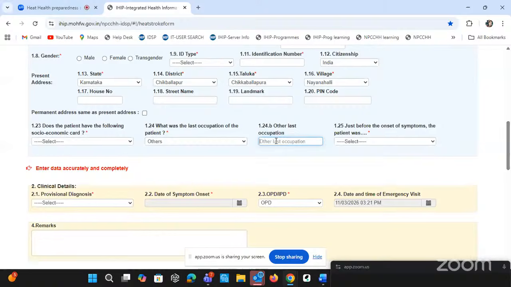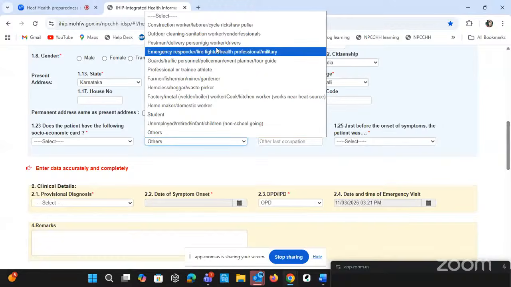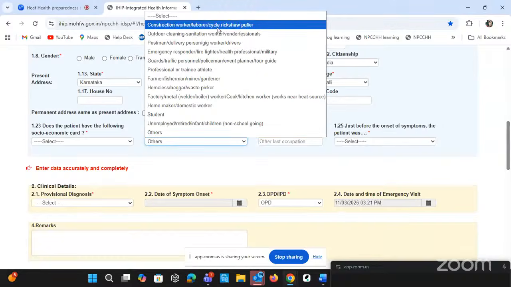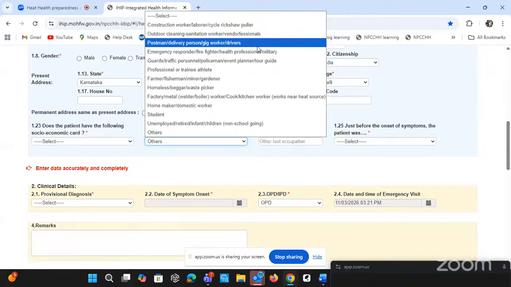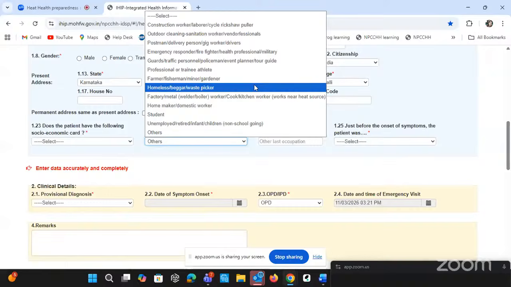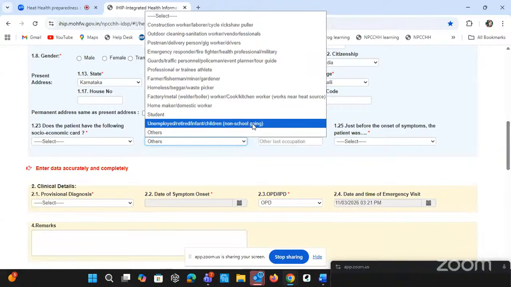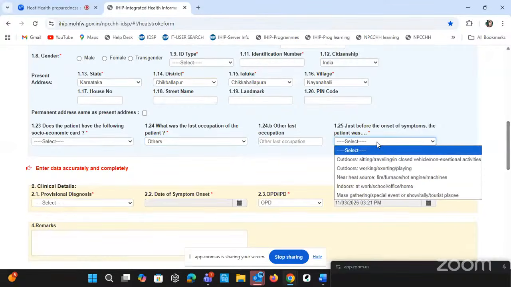If we go again to the occupation drop-down, you will see that there are many options over here. Most likely, the patient will fall within one or the other of these options. It's very unlikely, in 5 or 10% of cases, that it will be another occupation. So please take time and select the correct occupation so that the data can be utilized for better actions. There are also different options given just before the onset. Please try to get history as accurate as possible and select the correct option from here.